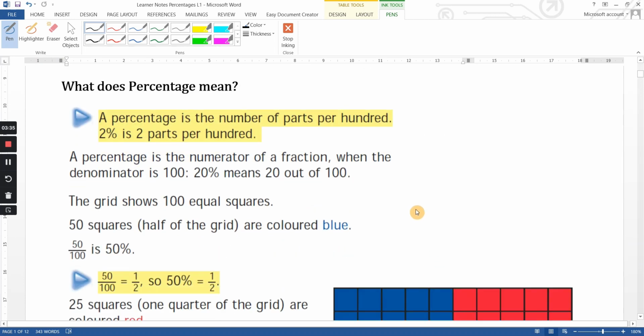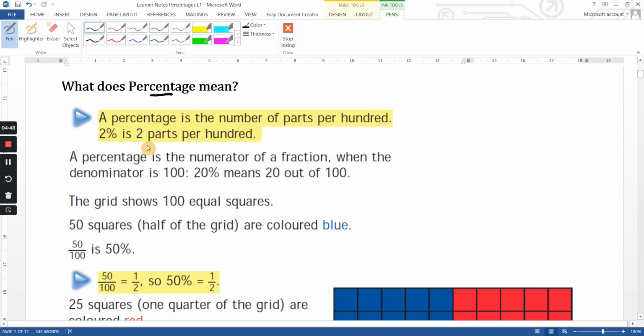So what does percentage mean? What is a percentage? You should know, hopefully, that a percentage is a number of parts per 100. Percent means out of 100. Anything with cent in it is to do with 100. Things like a century is 100 years. Centurion as well, which means 100 soldiers in Roman times, if you're familiar with that kind of term. So percent literally means out of 100. Think of it as a special fraction out of 100.